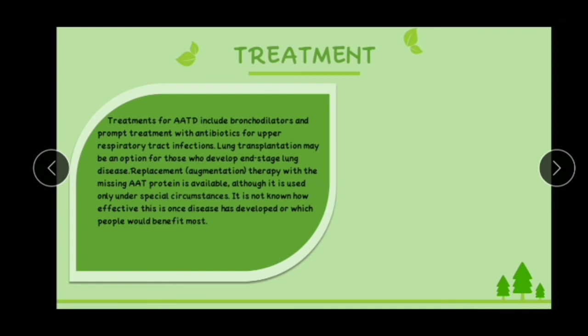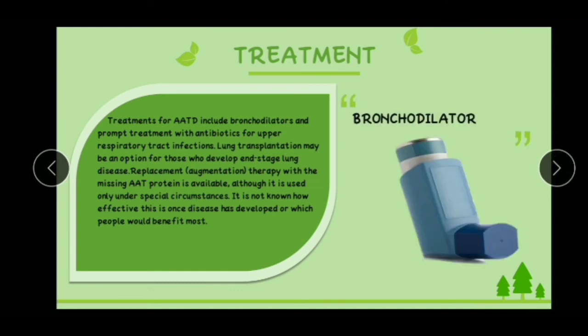Treatment. Treatments for AATD include bronchodilators and prompt treatments with antibiotics for upper respiratory tract infections. Lung transplantation may be an option for those who develop end-stage lung disease. Replacement augmentation therapy with the missing AAT protein is available, although it is used only under special circumstances. It is not known how effective this is once disease has developed or which people would benefit most. Treatment of alpha-1 antitrypsin deficiency is based on a person's symptoms, and this is the picture of bronchodilator.